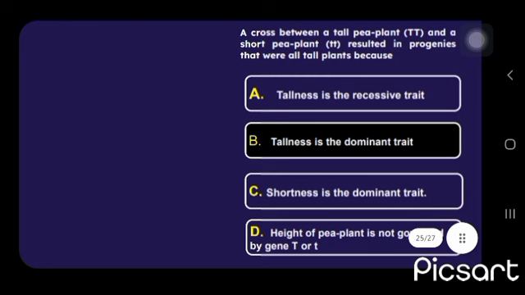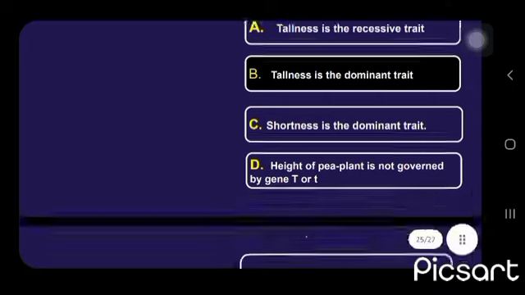Now a question. A cross between a tall pea plant and short pea plant results in progenies that were all tall plants, because: A, tallness is a recessive trait; B, tallness is a dominant trait; C, shortness is the dominant trait; or D, height of a pea plant is not governed by gene capital T or small t. The correct answer is B. Tallness is the dominant trait.